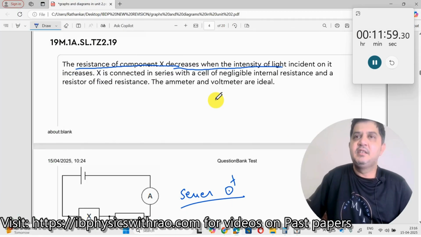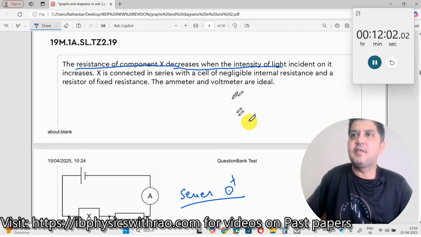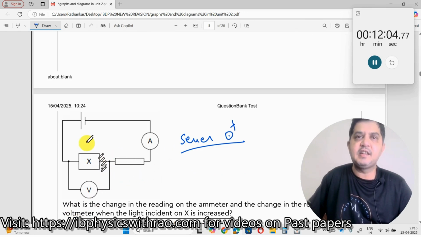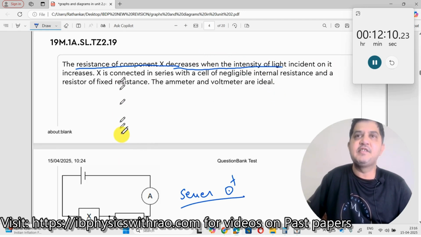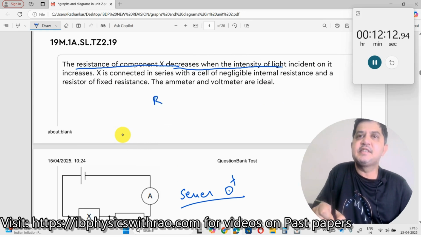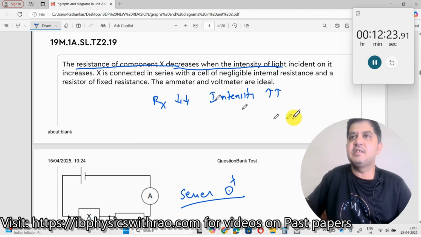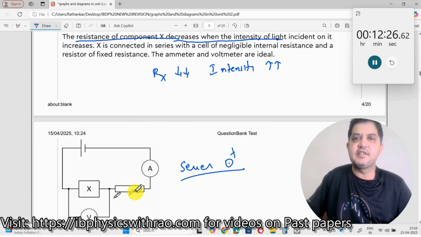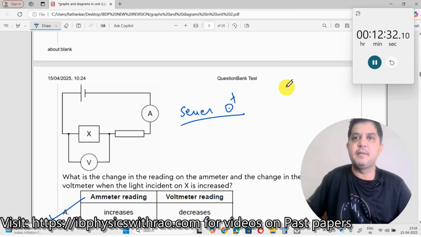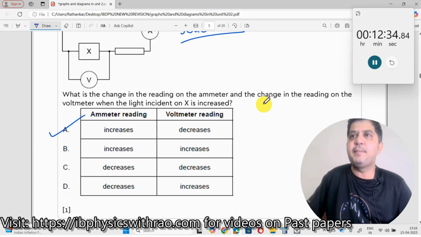Next, the resistance of a component X decreases when the intensity of light incident onto it increases. So there is an LDR over here, a light dependent resistor. The resistance Rx decreases when the intensity, this is not current, it is intensity, increases. X is connected in series with a cell of negligible internal resistance and a resistor of fixed resistance. I put a fixed resistance over here. The voltmeter and ammeter are ideal. What is the change in the reading of the ammeter and the voltmeter when the light incident on X is increased?